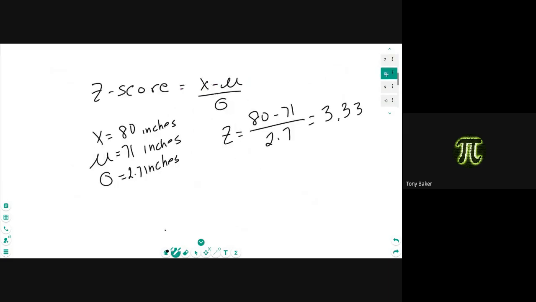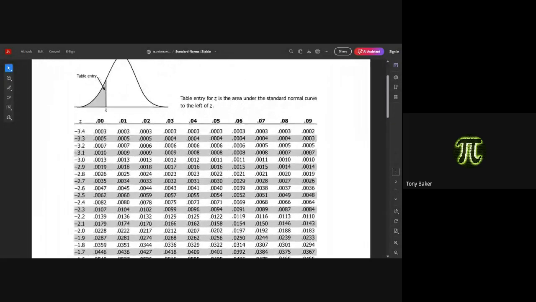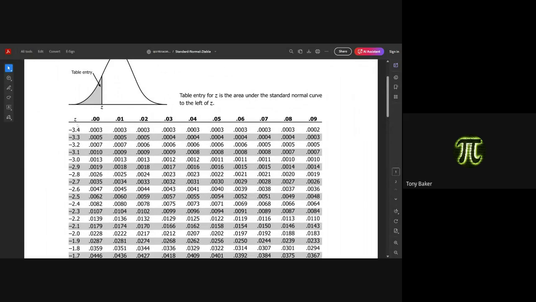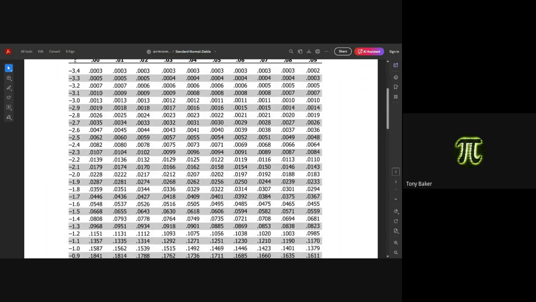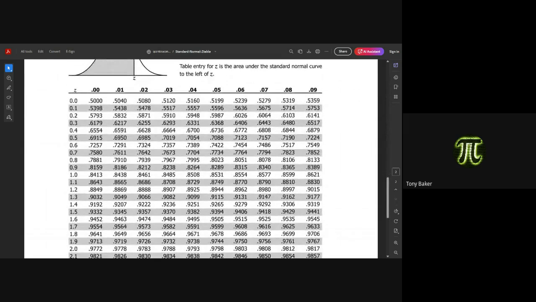Okay, so now let's use this. Everybody has one, right? Okay. So notice on the side here, we see Z. On one sheet of the paper, you have a whole bunch of negative Z's. And on the other one, you have a whole bunch of positive Z's. Is my 3.33 positive or negative? It's positive. So we're going to go to the positive side.